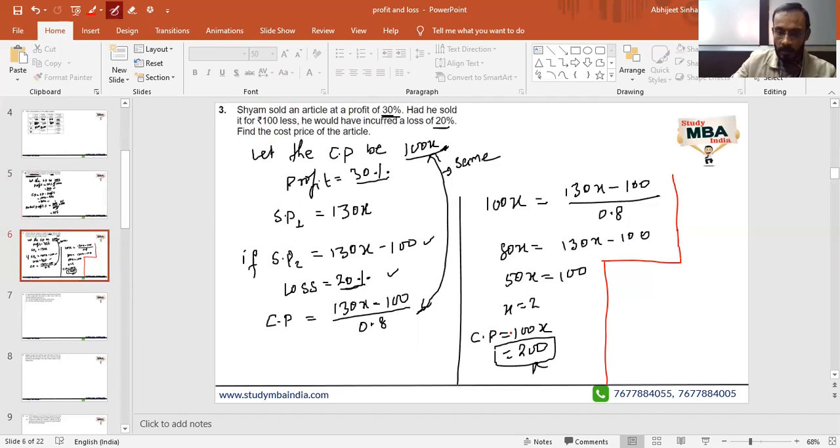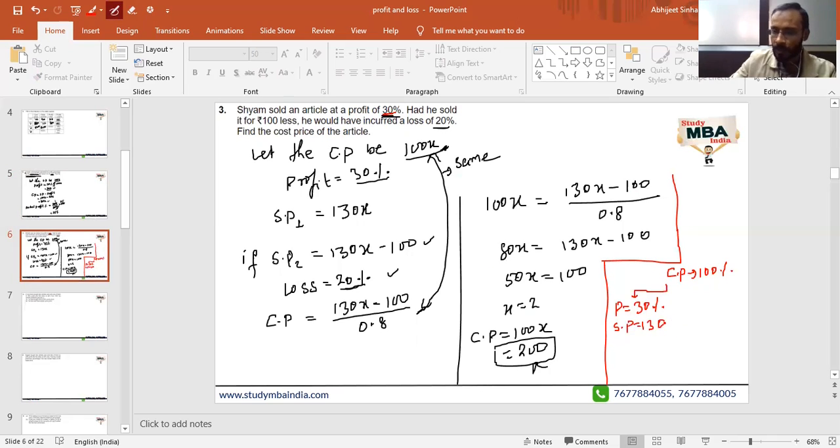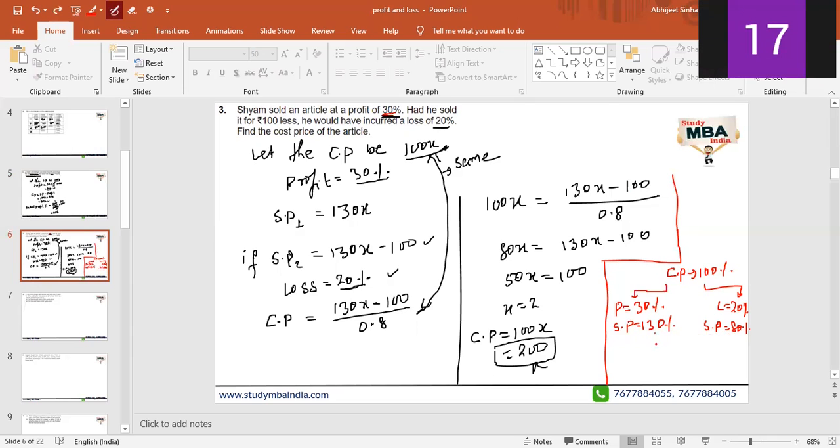Now in this question, I am saying that it can be calculated in a single step. Suppose in the first case there is a profit of 30%, and suppose the CP itself is 100%. With respect to that, the selling price is 130, or 130%. In the second case there is a loss of again 20%, so the selling price is 80%. Now if you compare the difference between these two, you get 50%. You can see directly that this is 30 and this is 20, so the difference between these two will be 50%.